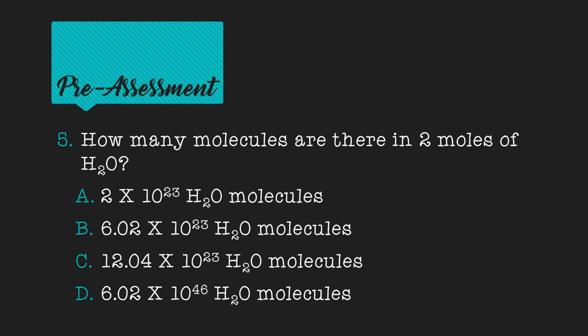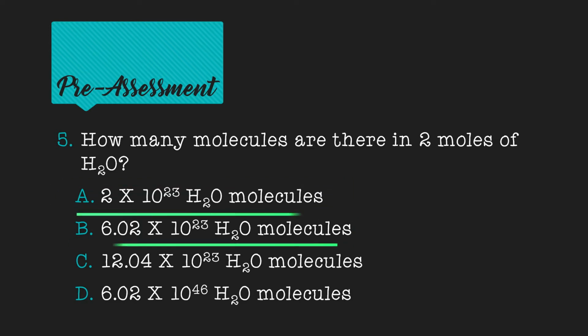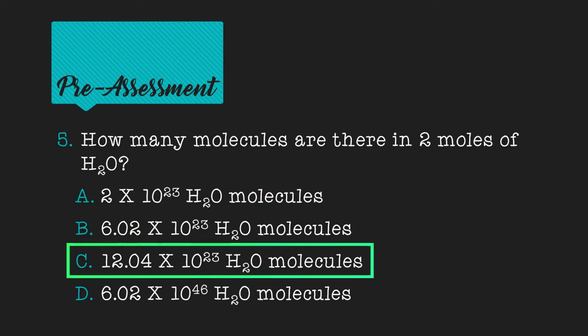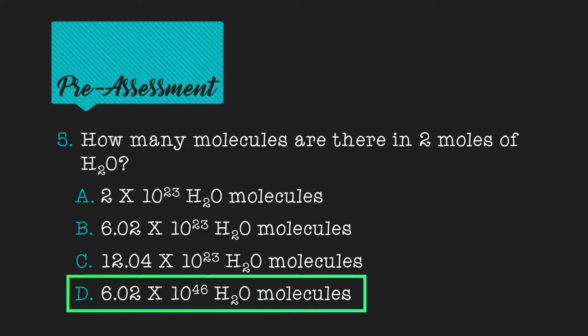Number 5. How many molecules are there in 2 moles of water? Letter A, 2 times 10 raised to 23 water molecules. Letter B, 6.02 times 10 raised to 23 water molecules. Letter C, 12.04 times 10 raised to 23 water molecules. Letter D, 6.02 times 10 raised to 46 water molecules.